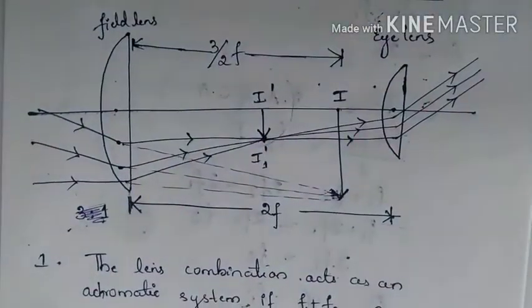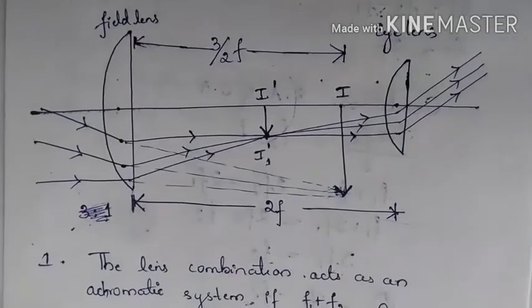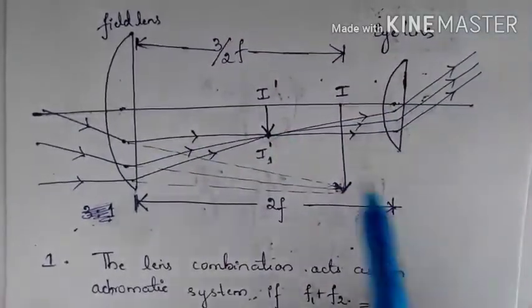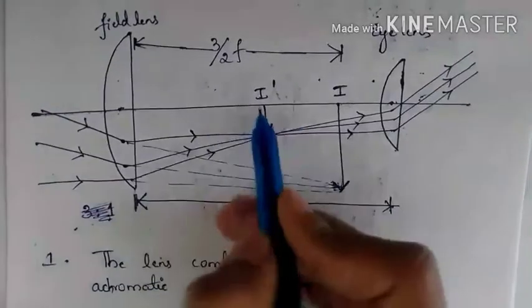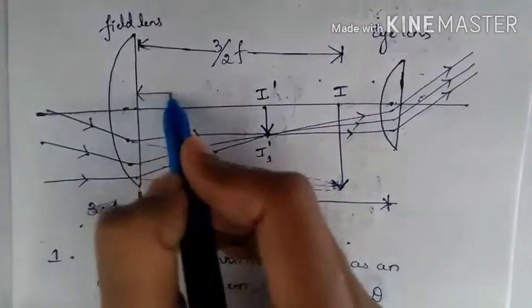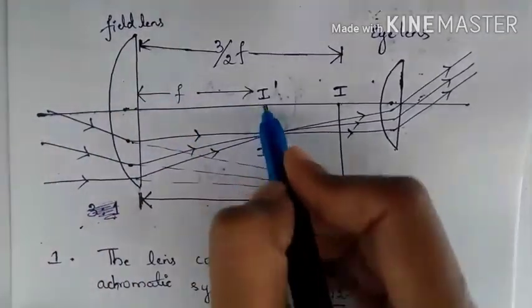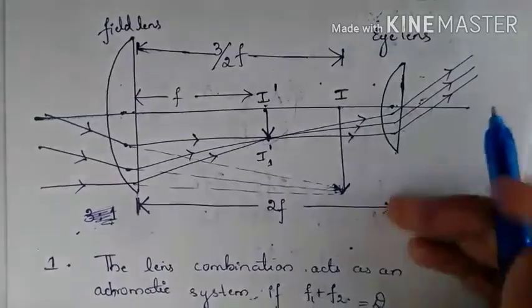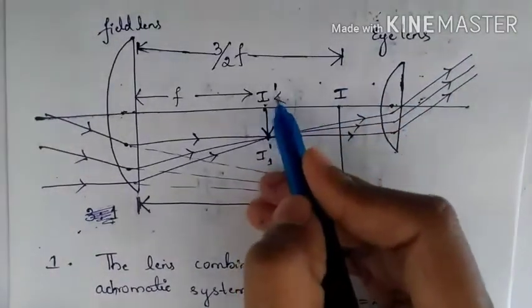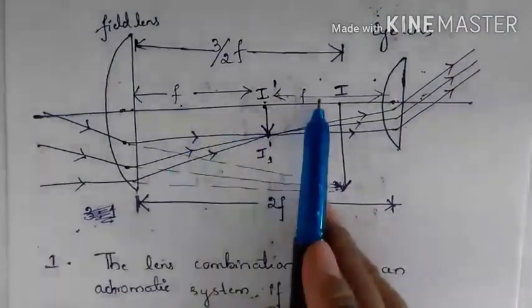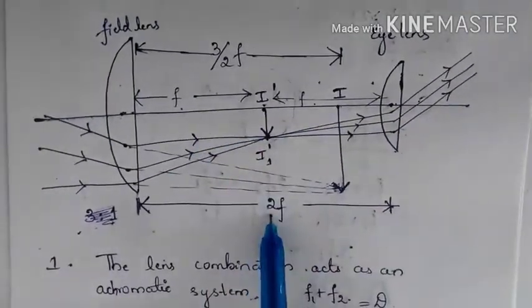Right, clear. Now the distance between the two lenses is 2f. So the distance from here to here will be how much? It is f. Because if this is at a focal point f, then only the image will be formed at infinity. So this distance is f. Okay, so f plus f, it is 2f.